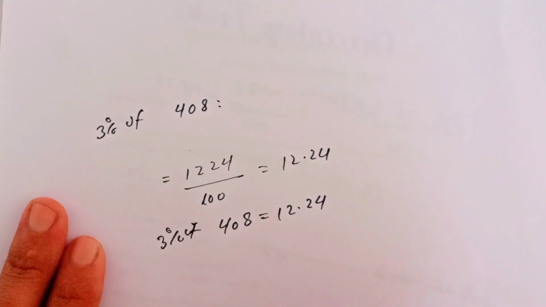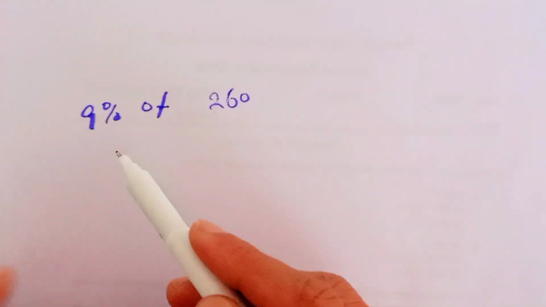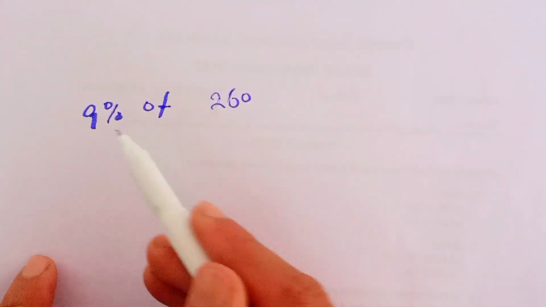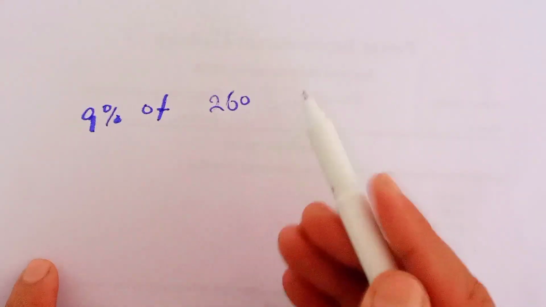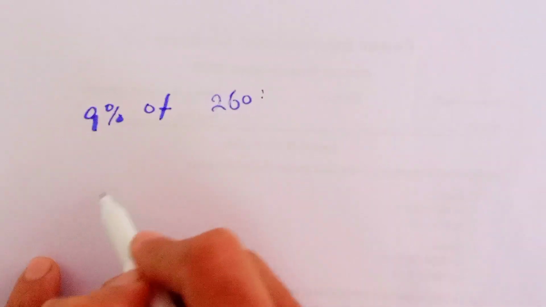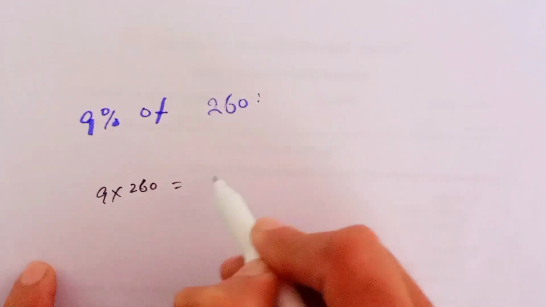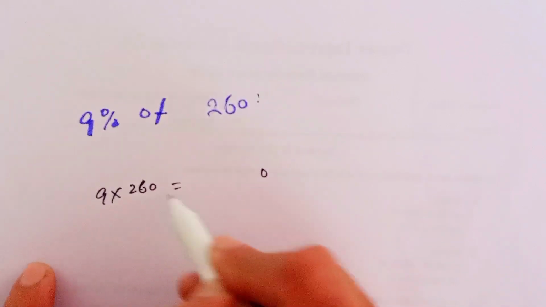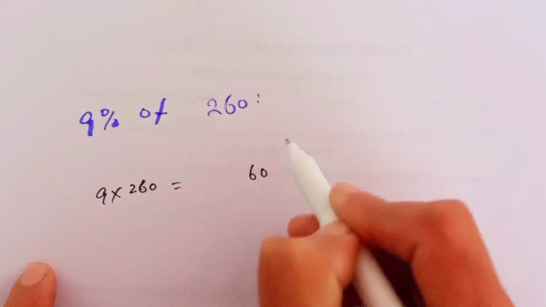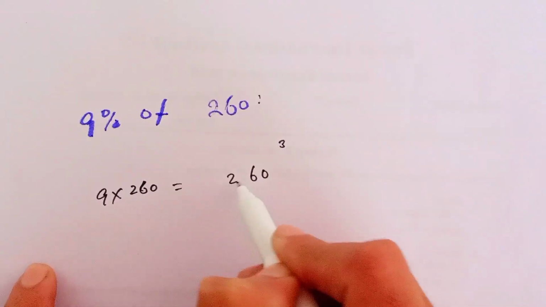It is very easy to find the percentage of any number by using these tricks, right? Now here is another example in which we are finding 9% of 260, right? So again simply multiply 9 by 260. 9 times 0 is 0 and 9 times 6 is 54, right? 4 carry 5 and 9 times 2 is 18 plus 5 is 23, right?